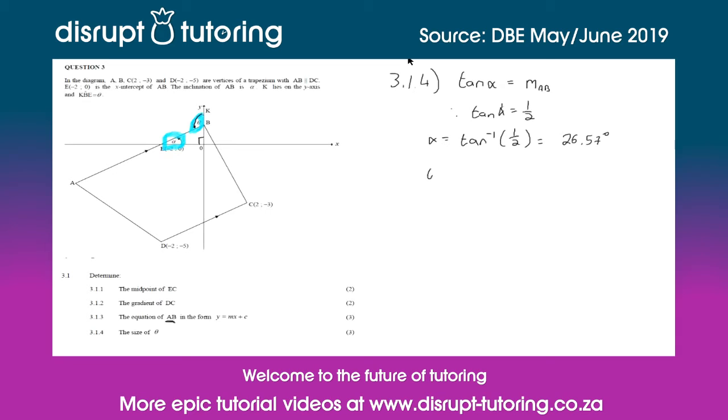So we can say that theta should equal 90 plus alpha. And you'll just put down the reason: exterior angles of a triangle, so using a little bit of Euclidean geometry here. Therefore theta equals 90 plus the 26.57. So theta equals 116.57 degrees.